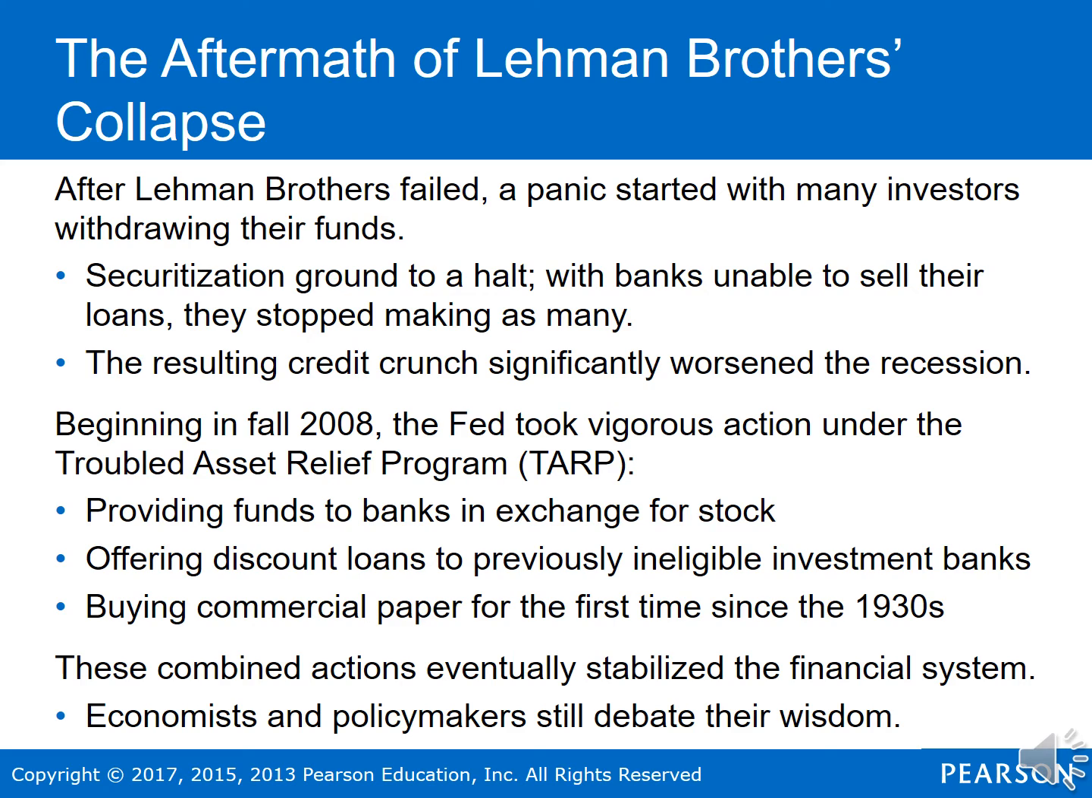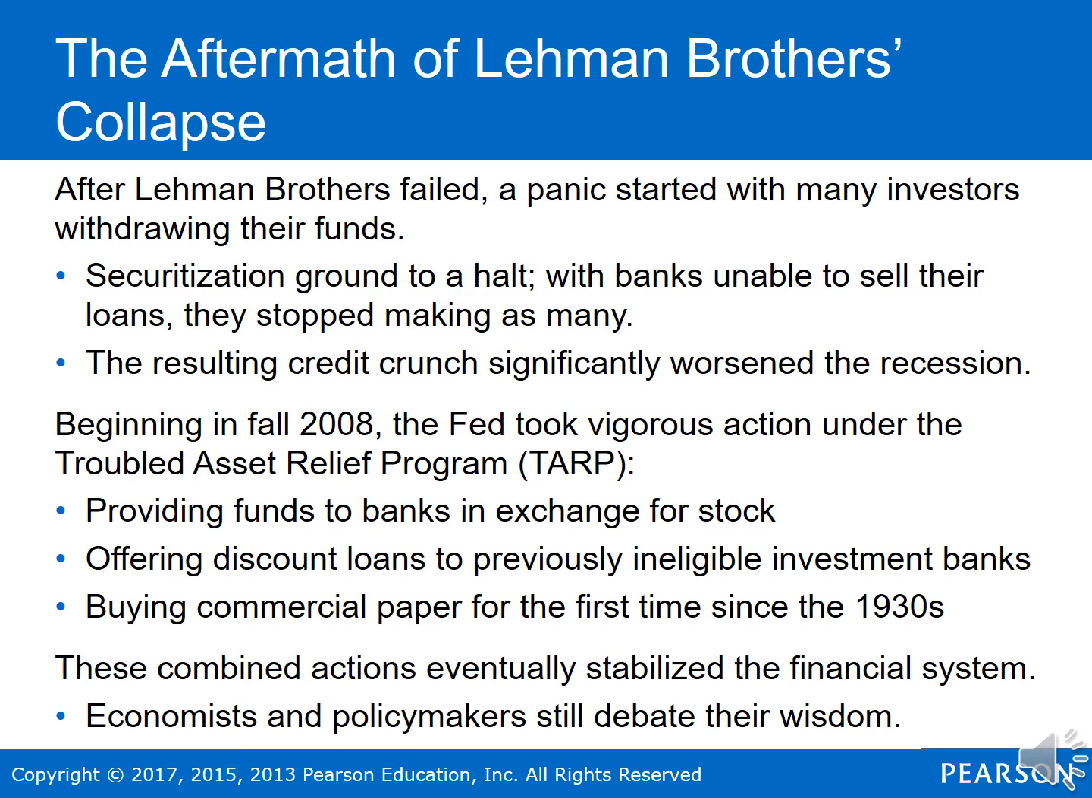Beginning in 2008, in the fall, the Federal Reserve took some pretty vigorous action under what was called the Troubled Asset Relief Program, or the TARP program. So what they did in this was provide funds to banks in exchange for stock to make sure that banks had enough cash on hand in order to cover their expenses, and that any depositors or any investors that wanted their money back were able to get their money back without those institutions needing to sell their assets.